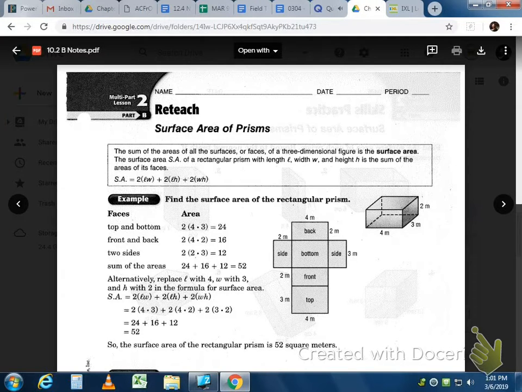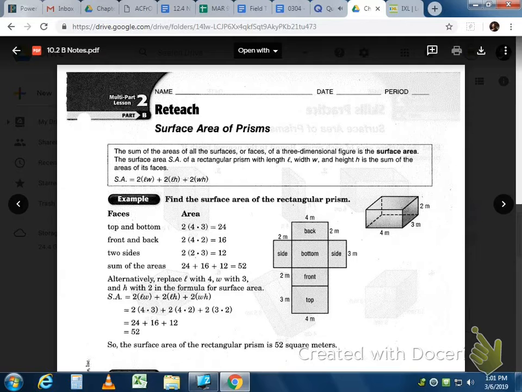10.2b, surface area of prisms. So we're going to start with rectangular prisms. If you want the total surface area of a prism, you would take all of the individual areas, every side, every face, and find those areas and add them all together.